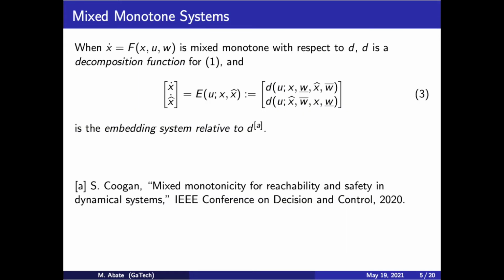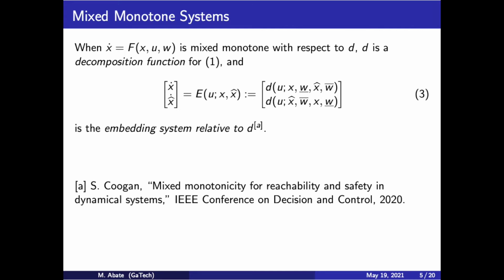When your system x dot is equal to f of x, u, and w is mixed monotone with the decomposition function d, you can use this decomposition function to construct this deterministic embedding system given by equation 3. This embedding system has two useful properties. The first is that it's a deterministic system. It no longer is affected by a disturbance input. The second useful property is that it is a monotone control system with respect to a specific order on this higher state space x cross x.